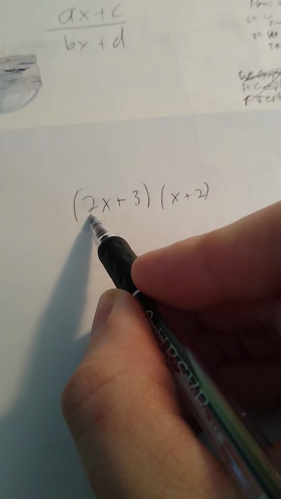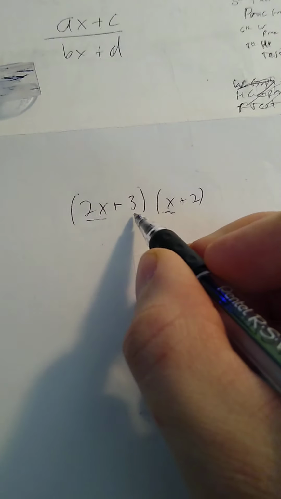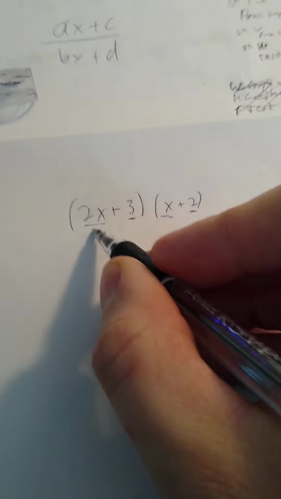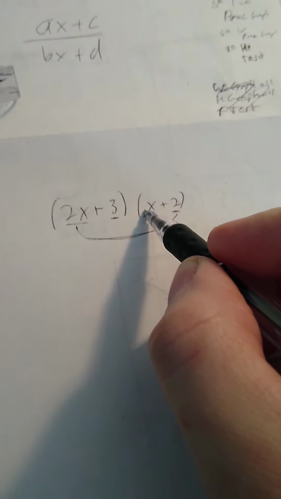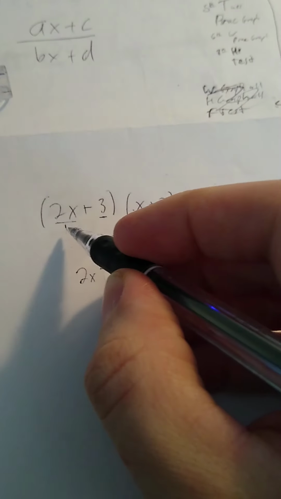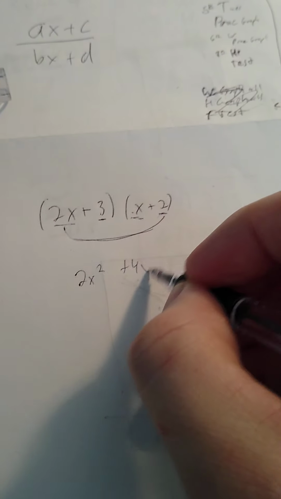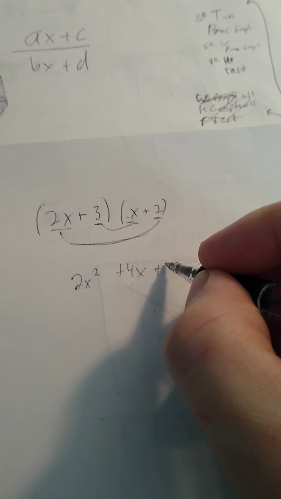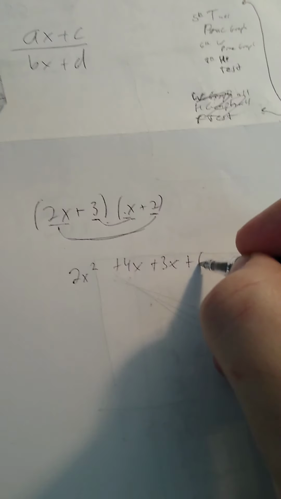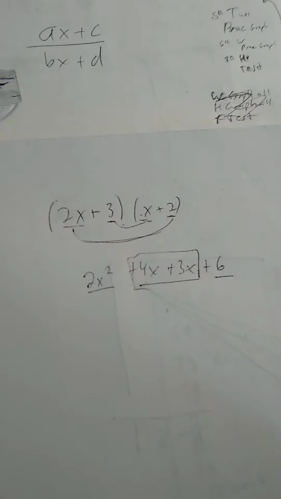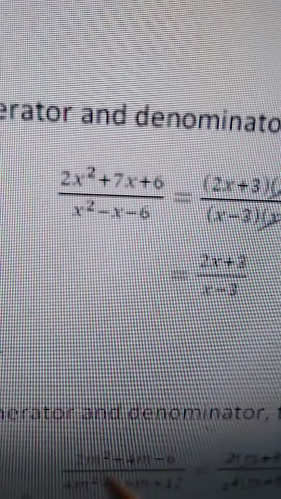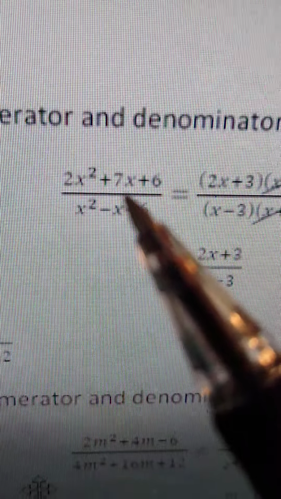What I have is 2x plus 3 and x plus 2. So I have 2x squared broken up. I have 6 broken up into 3 and 2. And if I check that, and I multiplied it out, 2x times x is 2x squared. 2x times 2 is 4x. 3 times x is 3x. 3 times 2 is 6. So I have 2x squared and 6 like I wanted. In the middle I end up with 7x, which is exactly what we needed for the middle term.